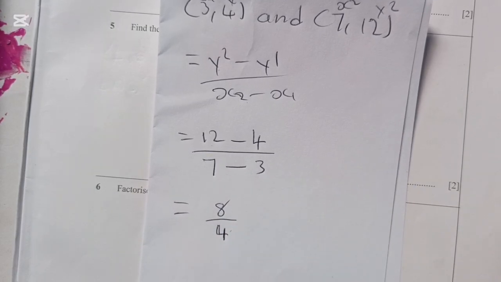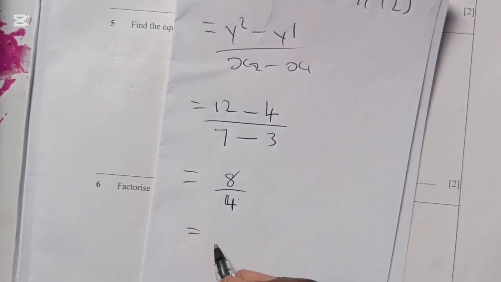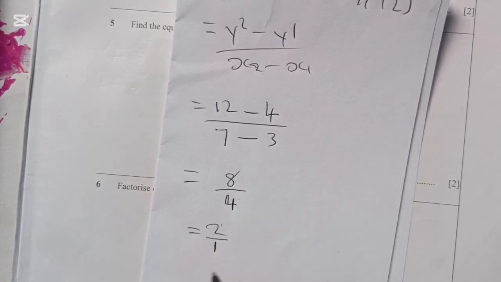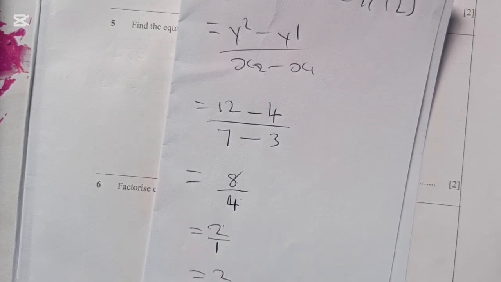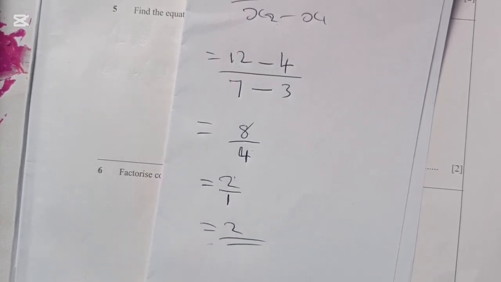Okay, so you're going to say 4 into this one, that is 4 into 4, we are going to say 1, 4 into 8, that's 2. So 1 into 2, that's 2. So the equation of the straight line here, the answer is what? It is 2. Okay, guys?